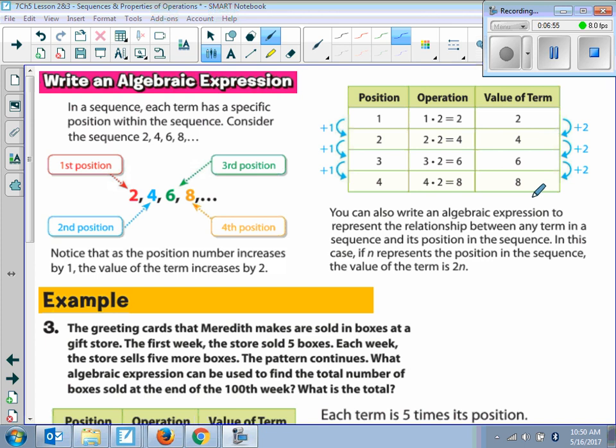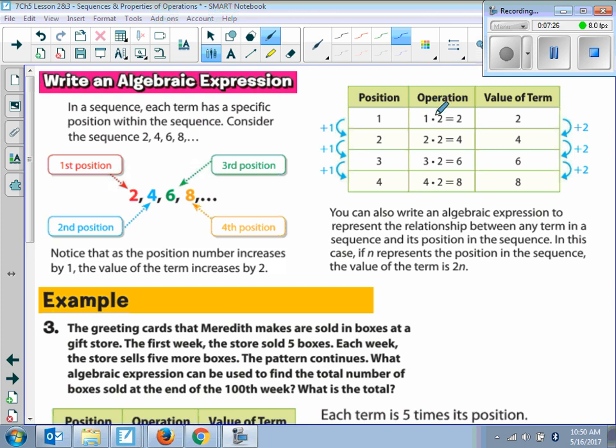Okay? Now, when we are trying to figure out the expression, you have to look at the patterns in the table. So here, the position number, each time we're adding 1, right? For the value of the term, each time we're adding 2. Now, what's my delta y over delta x for this? Delta y over delta x is 2 over 1, which is 2, right?